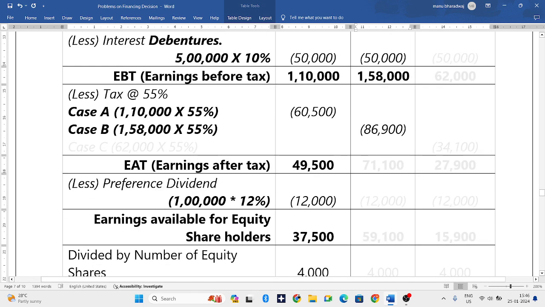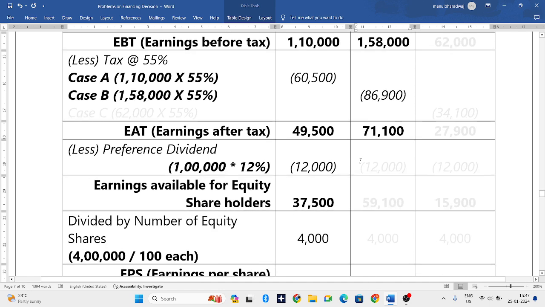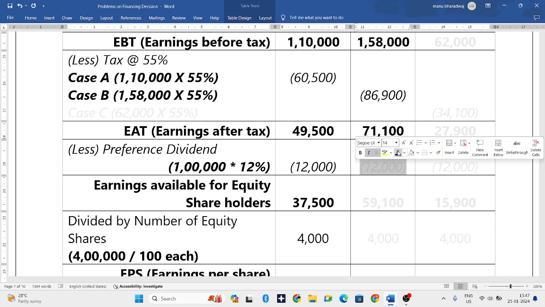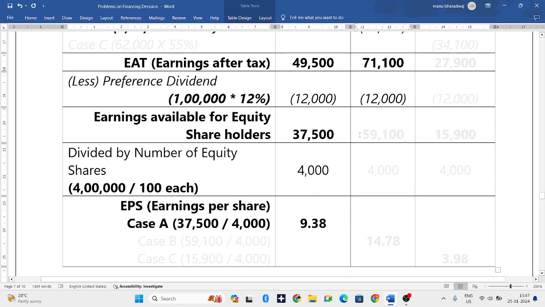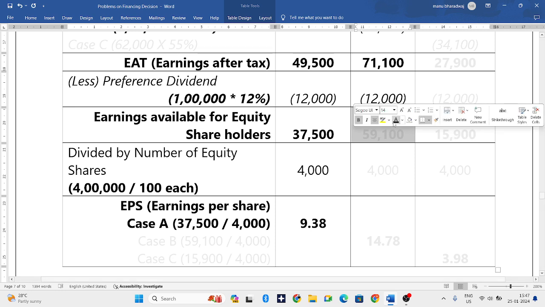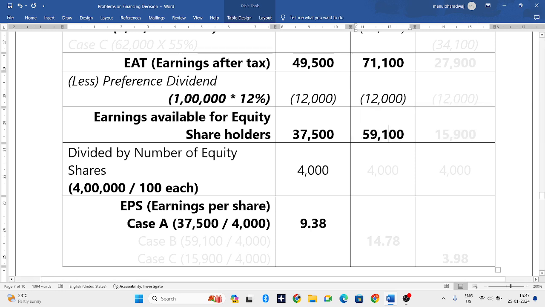Now, after we subtract this 86,900, we will get earnings after tax, that is 71,100 rupees. Less, we have to pay for preference shareholders. We have already calculated for case A. That remains the same, that is 12,000. The difference of these two, that is 71,100 minus 12,000, will be 59,100 rupees.